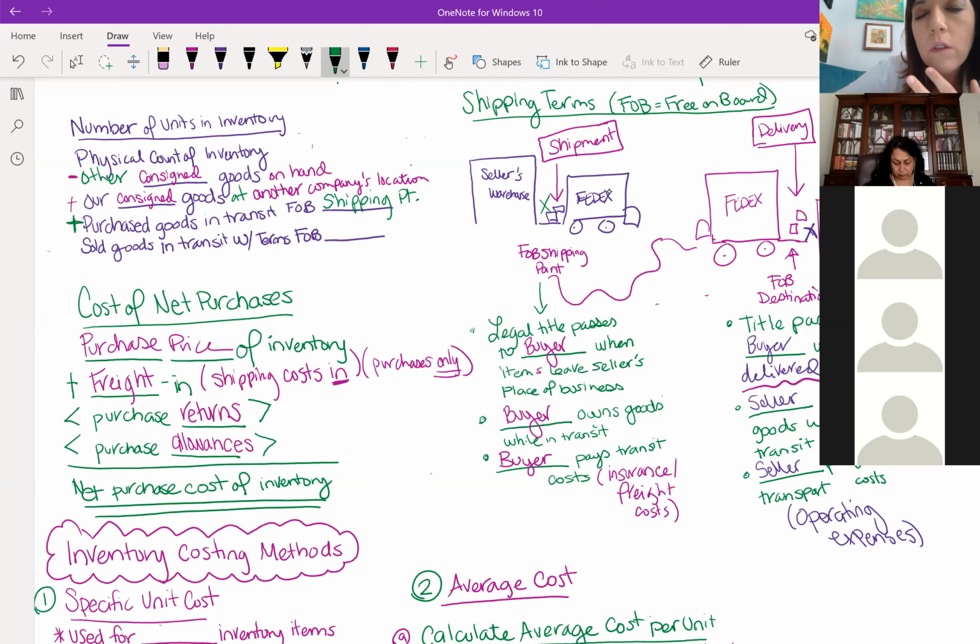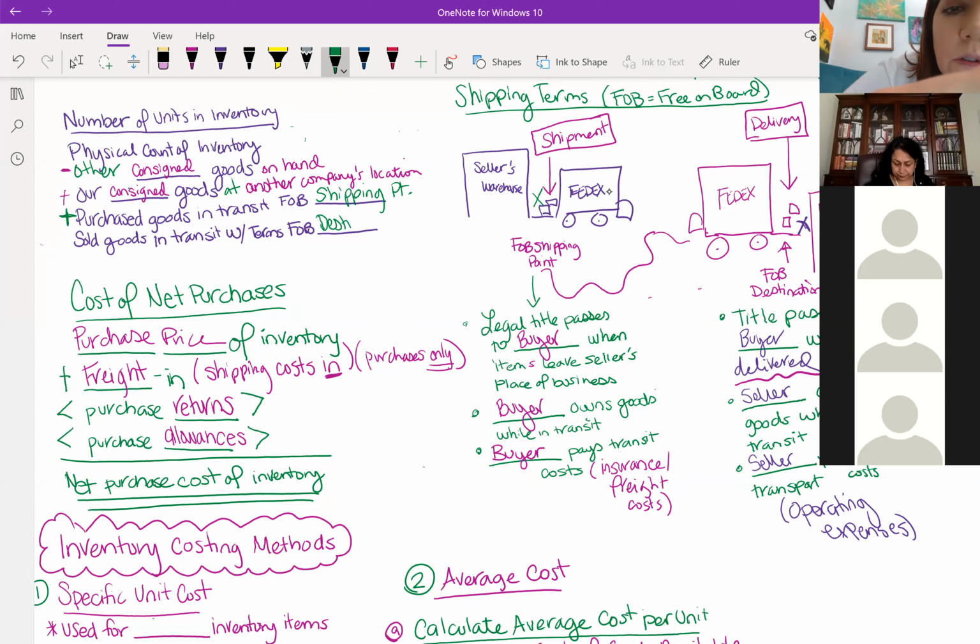Now, if we sold goods, so we are the seller, which goods do we own in transit as the seller? FOB destination. So goods that we've sold FOB destination that are in transit at year end are still technically ours. So we need to add back those goods that we sold that are in transit.